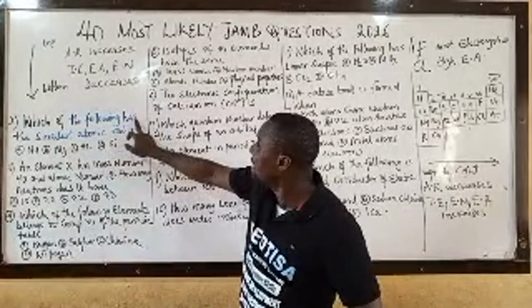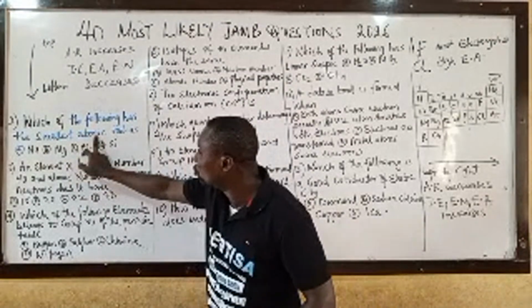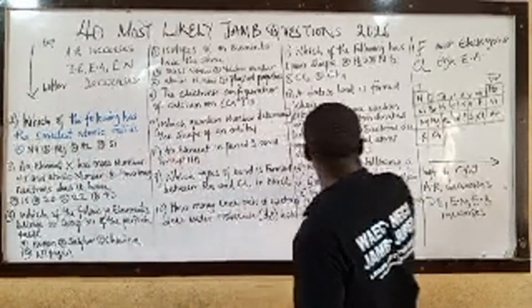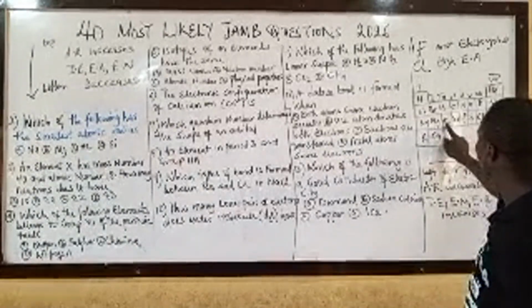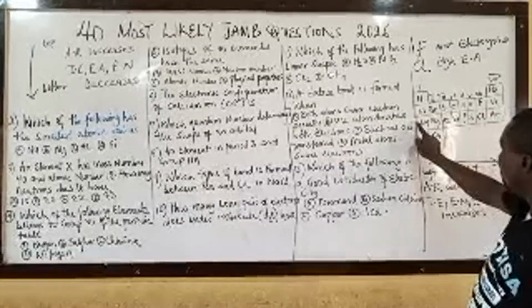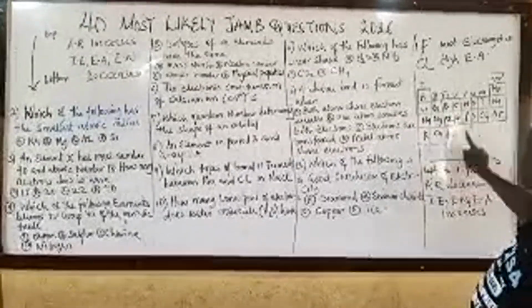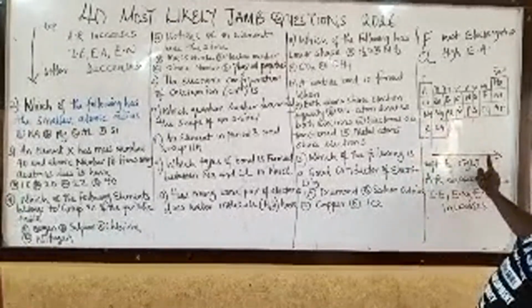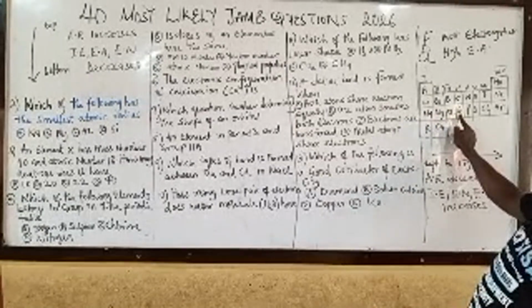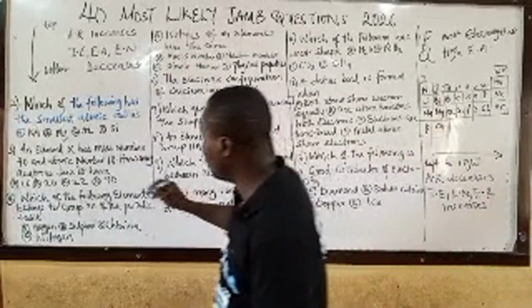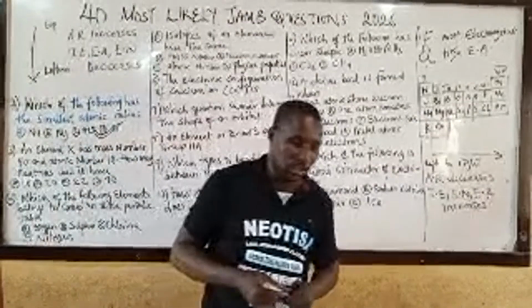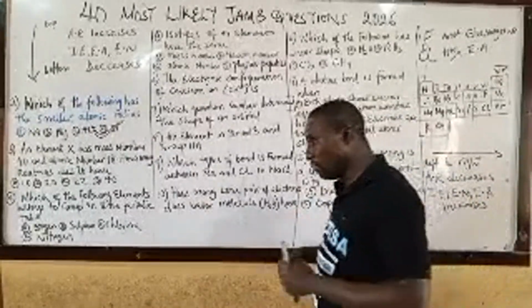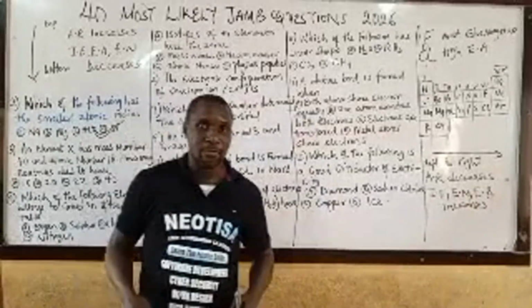Then let us answer this question. Which of the following has the smallest atomic radius? Sodium, magnesium, aluminium, silicon. As you are moving from left to right, what happens to atomic radius? It decreases. Therefore, the one that has the lowest atomic radius is silicon. Option D, silicon. Take note of that. A video will be done on that so that you can watch it over.